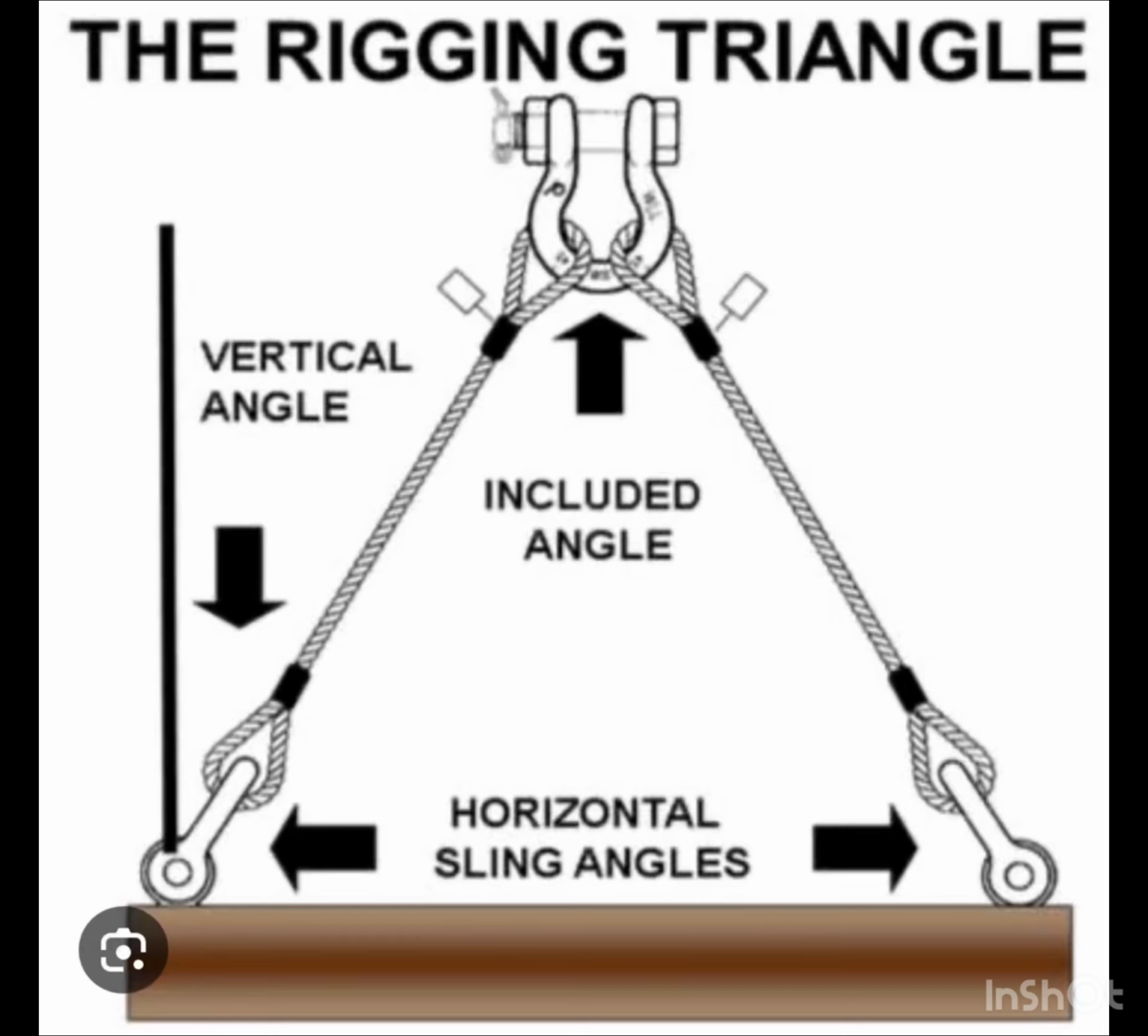What is rigging triangle? The rigging triangle is a key consideration when making connections to loads and load hook. The rigging triangle is found anytime when two or more slings are connected to a load and load hook. Best practice calls for a horizontal sling angle of 60 degrees or more.